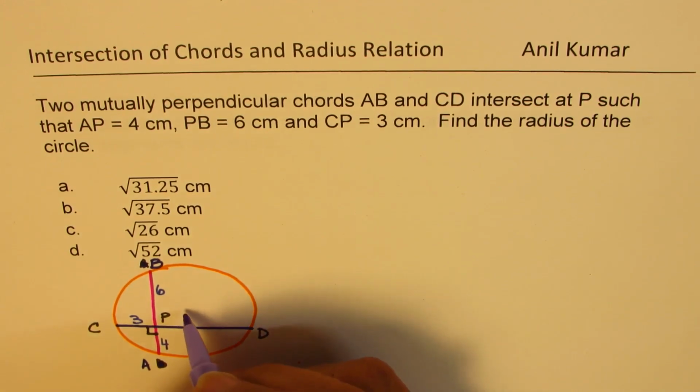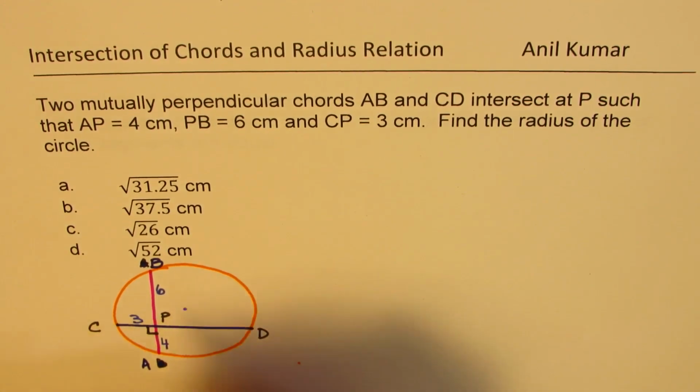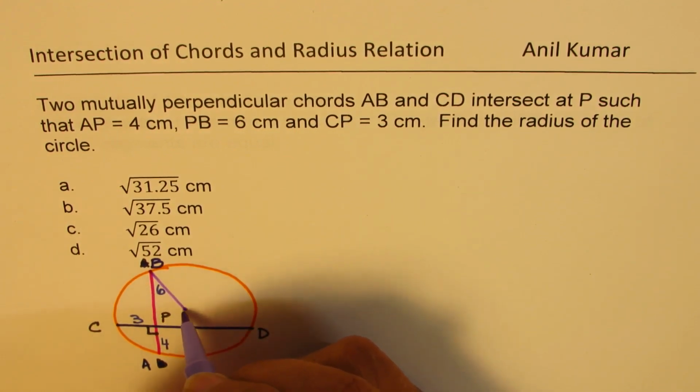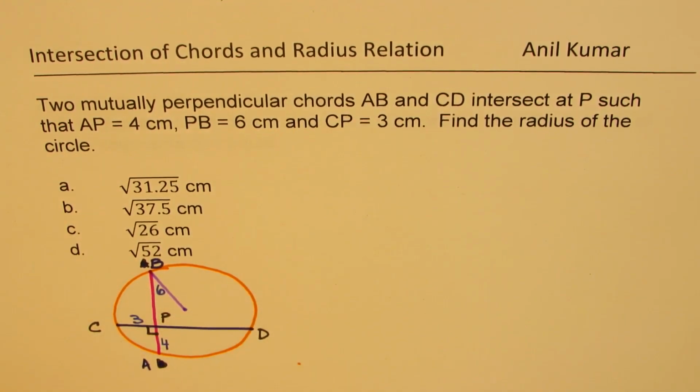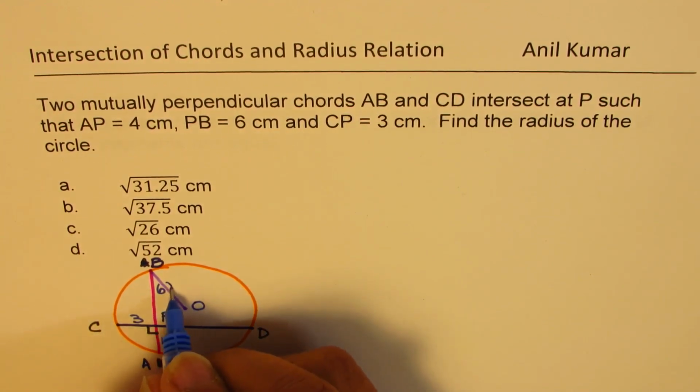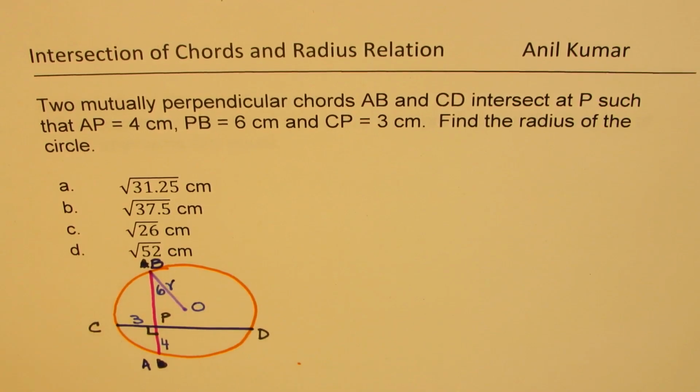Now you need to find the radius of the circle. So let us say somewhere here we have the center, and you need to find this radius, right? So let me call this center as O and the radius as R. One of these is the correct answer. You can now pause the video and answer this particular question.